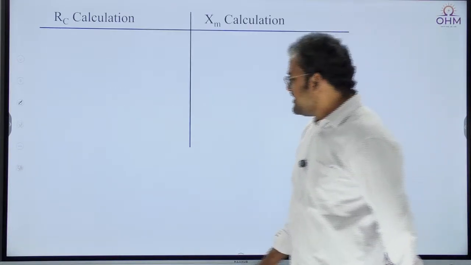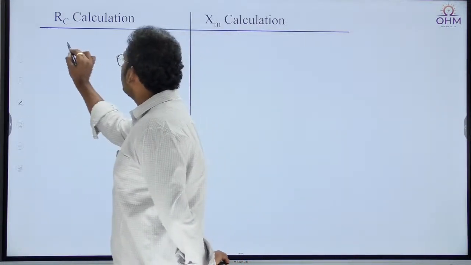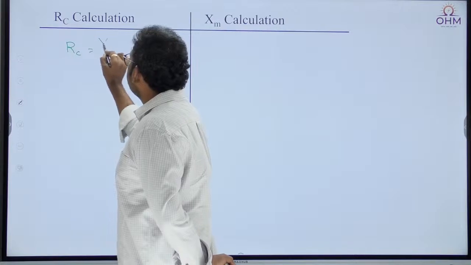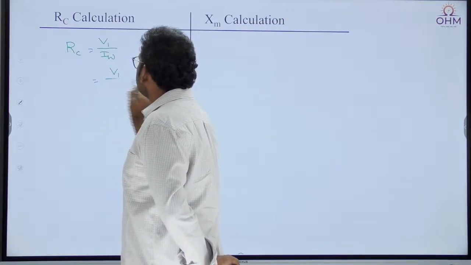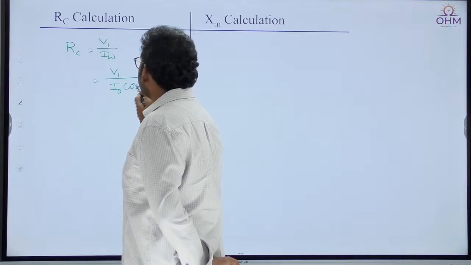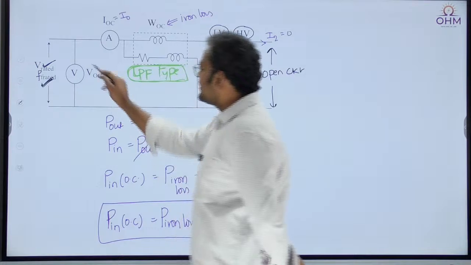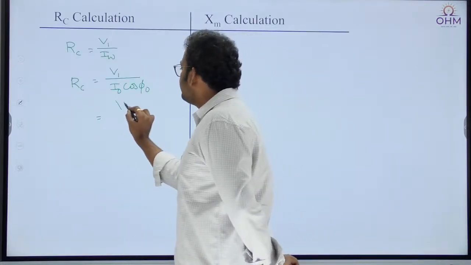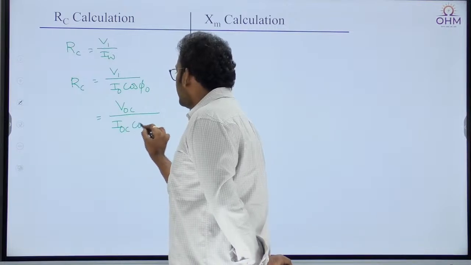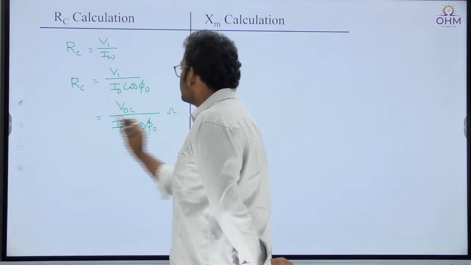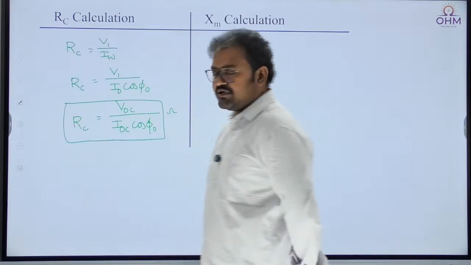So for RC calculation, what is the formula for RC? RC is equal to V1 by IW, where IW is equal to I naught cos phi naught. Here V1 is nothing but the voltmeter reading, that means VOC. I naught is the ammeter reading, IOC. Therefore, the only unknown in this equation is the power factor cos phi naught. I'll tell you how to calculate it.